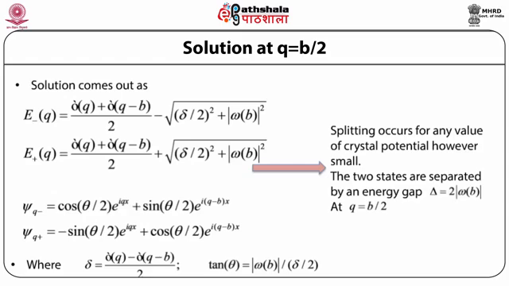Here the small delta is a short form for the kinetic energy at q minus the kinetic energy at (q minus b). Tan theta is described here. Note that this splitting occurs for any value of the crystal potential, however small. The two states are separated by an energy gap, capital Delta, which is equal to 2 times the modulus of omega_b at q equal to b by 2. The degeneracies at other wave vectors are similar.